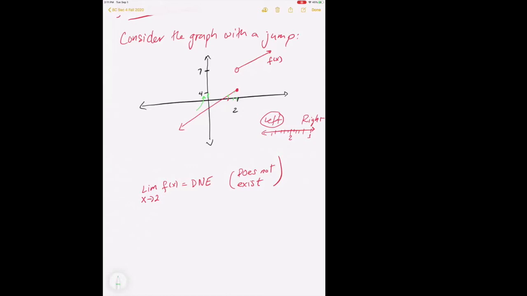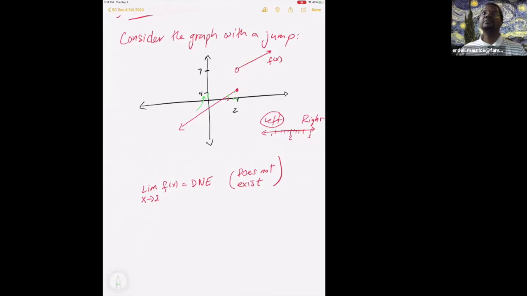And so because of that, we say right here, the limit for the function f of x from the left is 4. If I take numbers that are on the left of this function, and these numbers, as they get closer and closer to 2, the function will get closer and closer to 4.